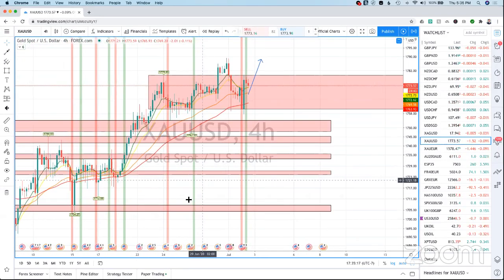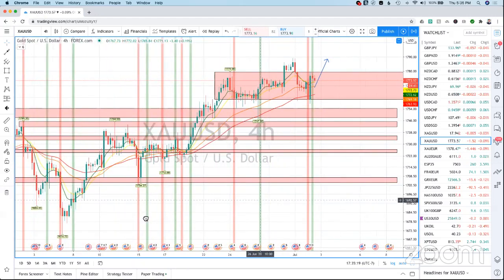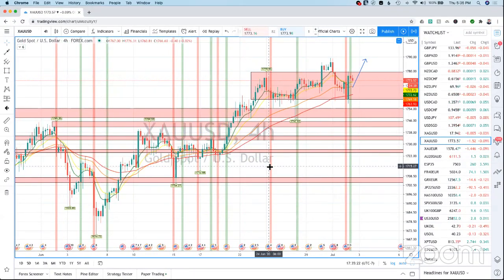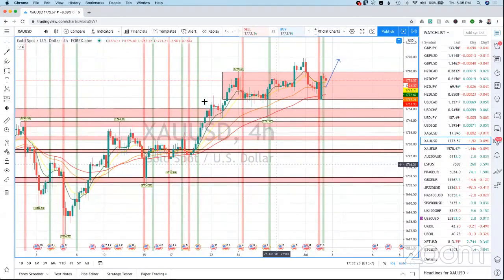I mean, especially since the COVID news came out and the COVID breakouts are just getting worse. Gold's going to go up if fundamentals follow through.